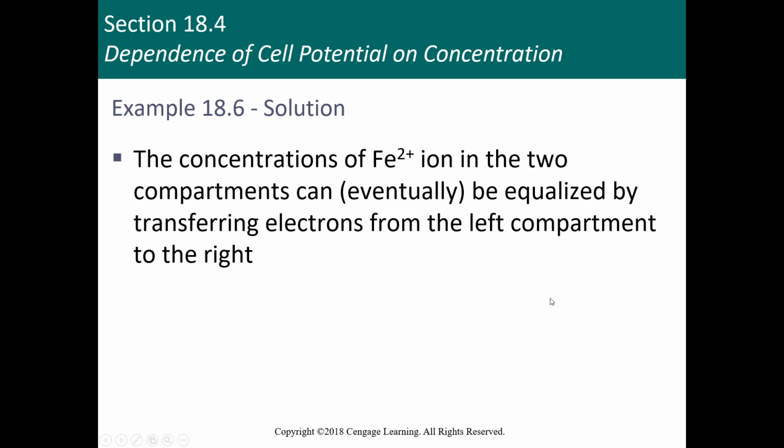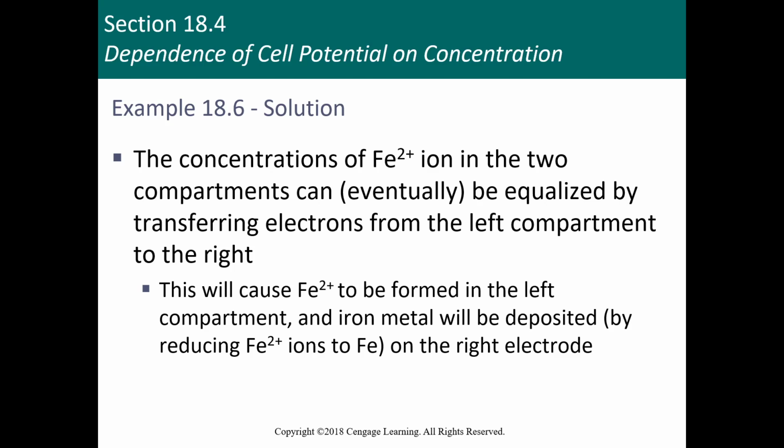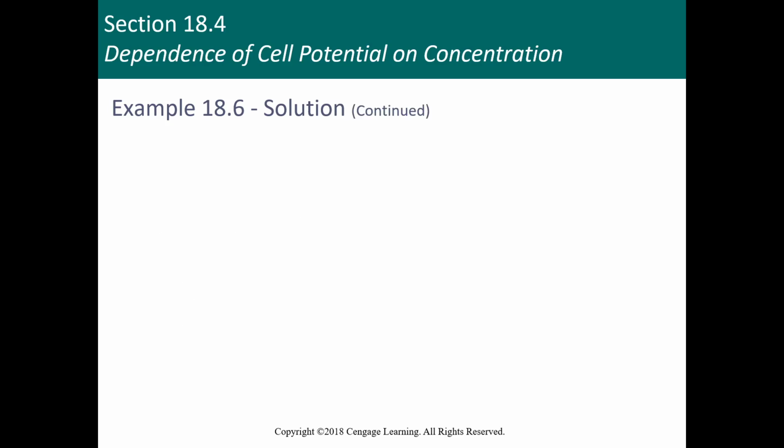But let's go ahead and look at this. Okay, so we know that the concentration of the Fe2+ ion in the two compartments can be equalized by transferring the electrons from your left compartment to the right. This will cause your Fe2+ to be formed in your left compartment, and the iron metal will be deposited, which is what I just said.